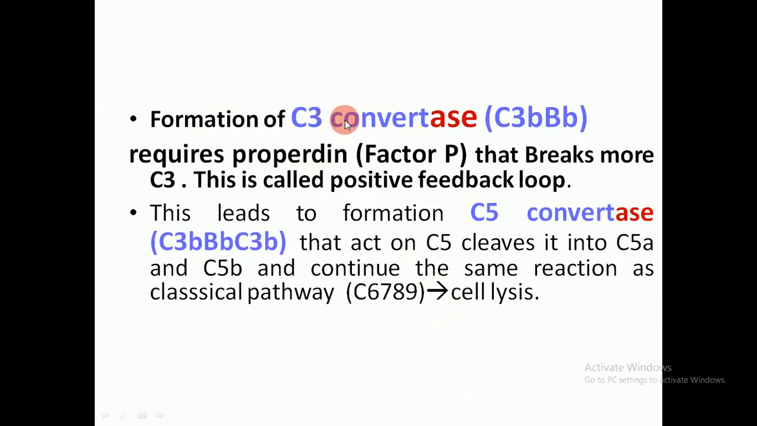Formation of a C3 convertase, C3bBb, requires a protein factor, which is factor P, that creates more C3. This is called a positive feedback loop. This leads to formation of C5 convertase, C3bBbC3b, that acts on C5. It cleaves into C5a and C5b and continues the same reaction as the classical pathway, C6, 7, 8, 9, and ends with cell lysis.